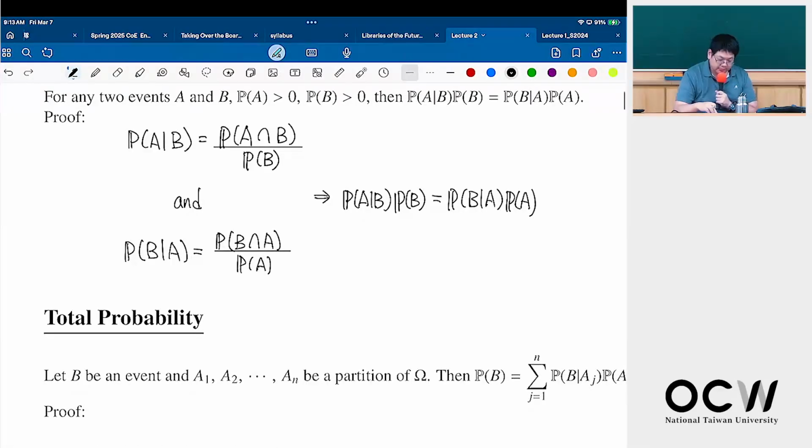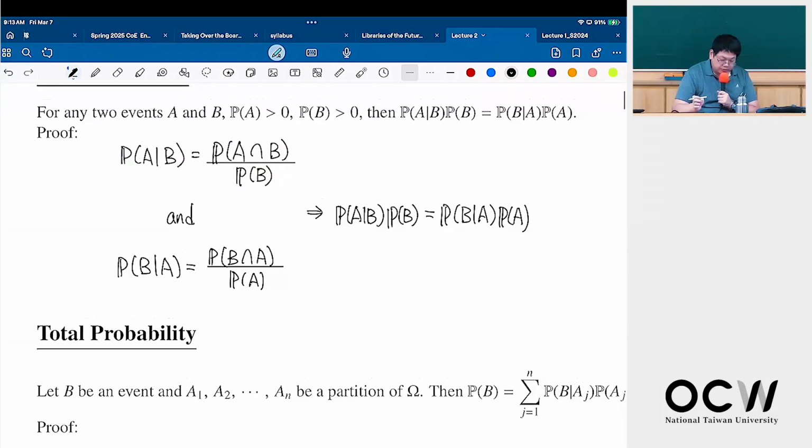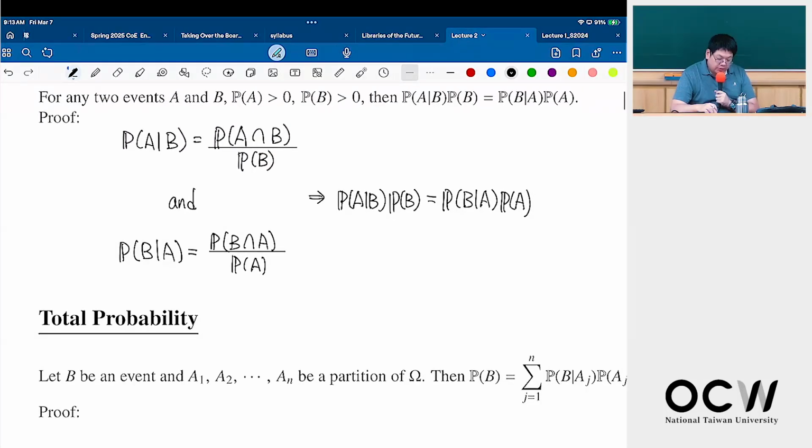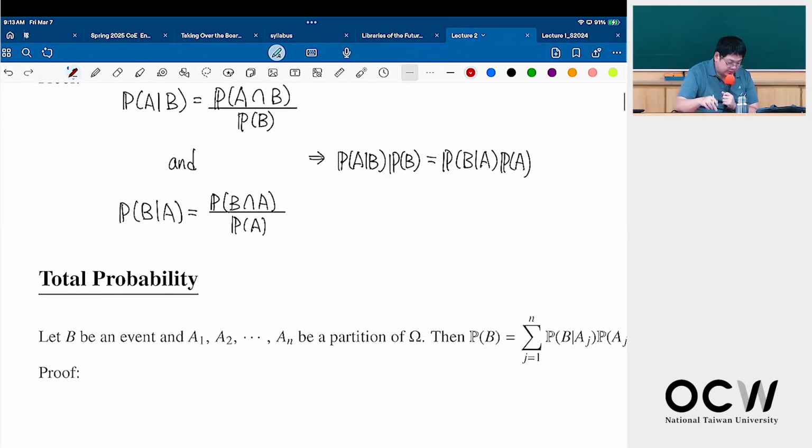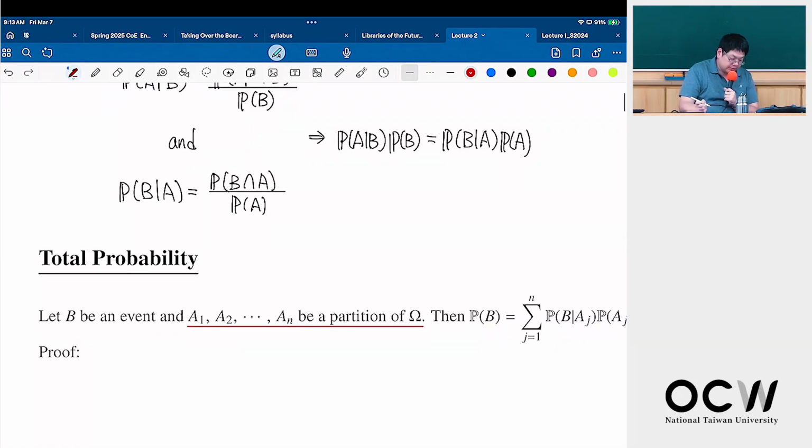Next is the total probability. Also based on Bayes theory, what is the total probability? If B is an event and A1 to AN are a partition of omega, the universal set. What does that mean? A1 to AN are a partition.